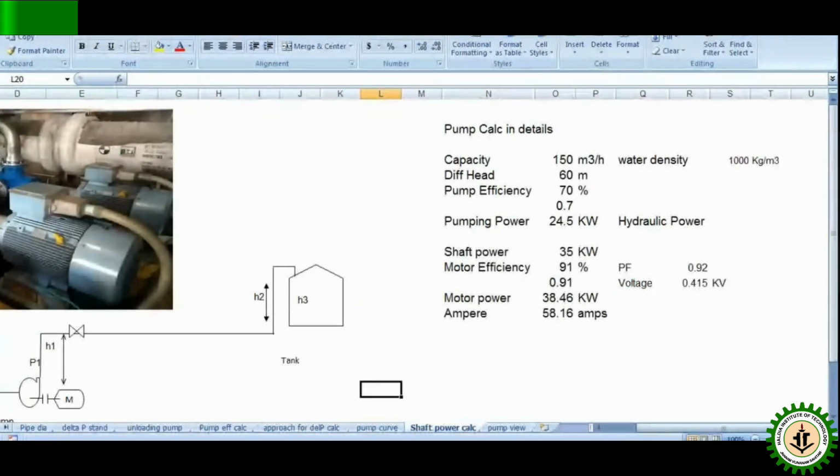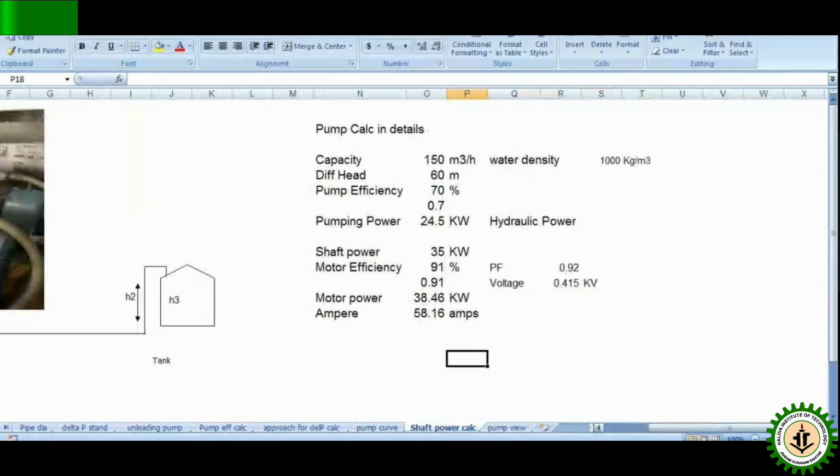Now please see this one. I think the Excel is visible, am I right? Yes. Now, the capacity is 150 meter cube, the height is 60 meter, and the pump efficiency is 70%. How much is the pumping power? It is 24.5. Now, if you change the meter cube per hour, like if you make it 200 meter cube, you see the pumping power is 32 kilowatt.